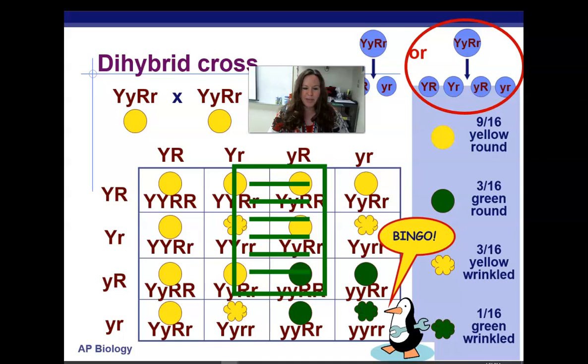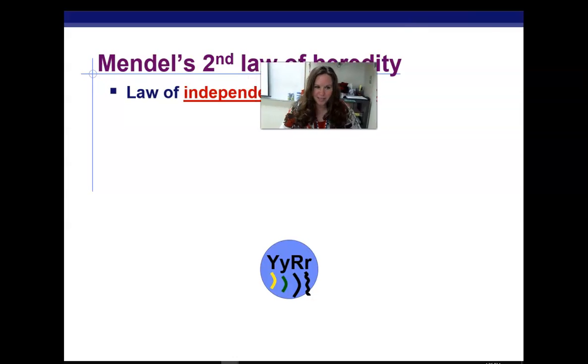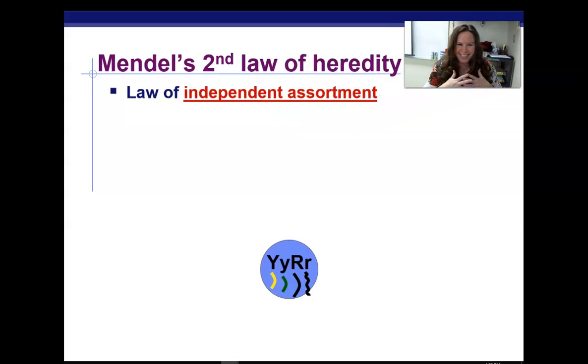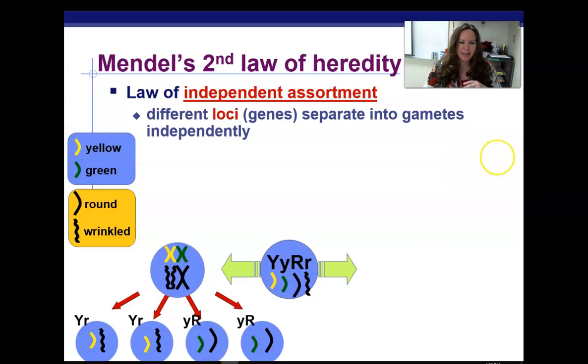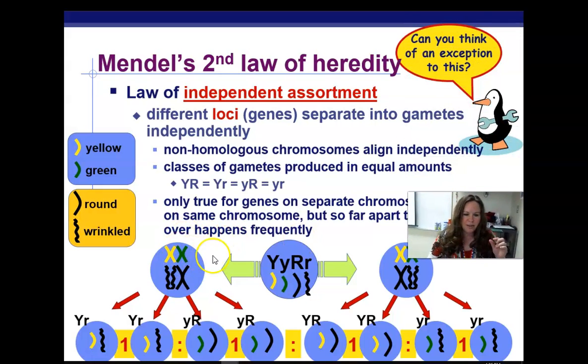So the penguin says, bingo, we've got it. So from this, because those traits were not linked together and not always inherited together, Mendel came up with what's called the law of independent assortment, which we've already gone over when we went over meiosis. And this states that, remember how when chromosomes line up during metaphase 1, you have your homologous pairs coming together? Here they are in the picture, homologous pairs coming together.